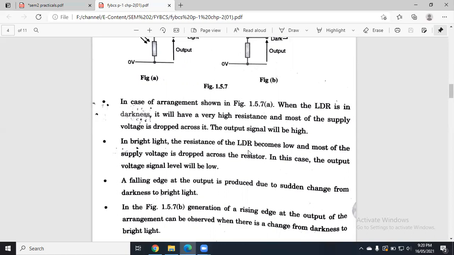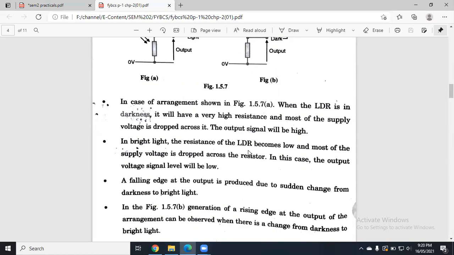Okay, so there are two cases. In the first case, we have put our LDR in the dark. So in the dark, it offers a very high resistance. As it offers a very high resistance, you will get the output high. Okay, and in case of bright light, its resistance is very low. As resistance is low, you will get your output voltage low.